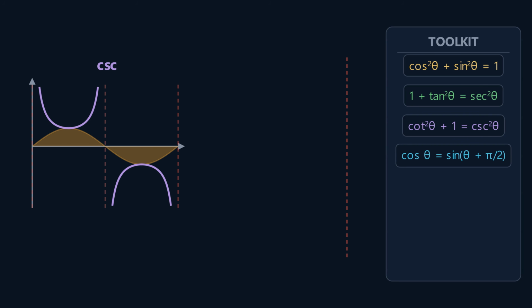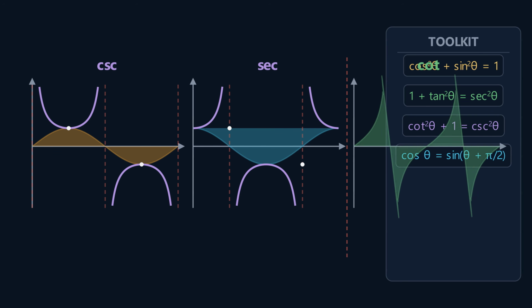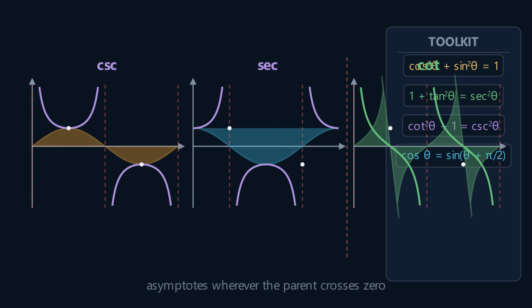The reciprocal functions get graphs too. Cosecant is 1 over sine, so wherever sine touches 0, cosecant blows up. Its curve sits in a nest of U-shapes tucked inside the sine wave. Secant does the same thing to cosine. Cotangent is tangent flipped, sloping downward instead of up.